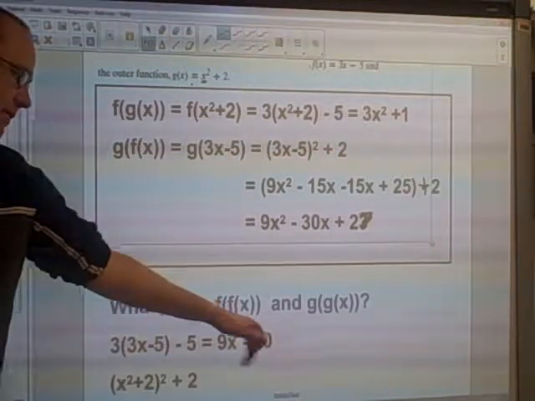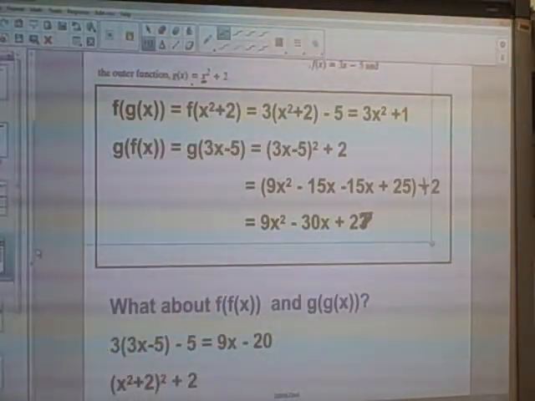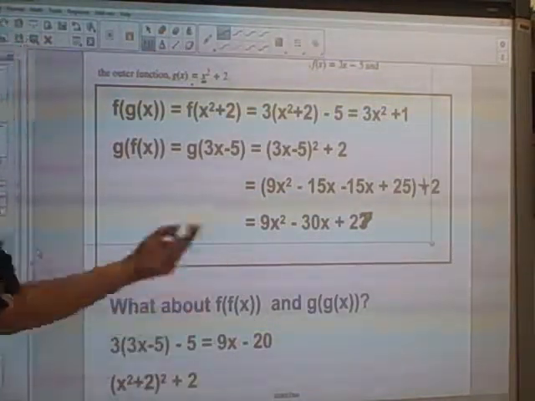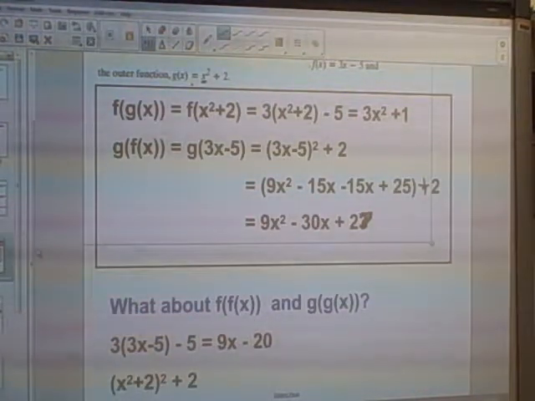So this would be f of x, and this would be g of x. And you could go ahead and work out what this one is as well. X to the 4th plus 4x squared plus 6.